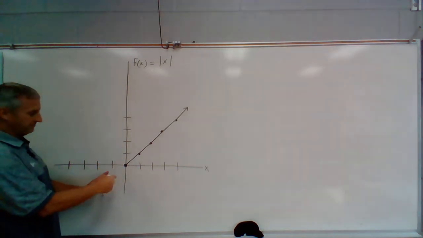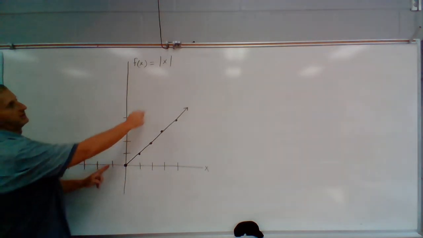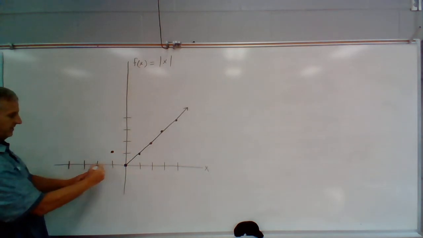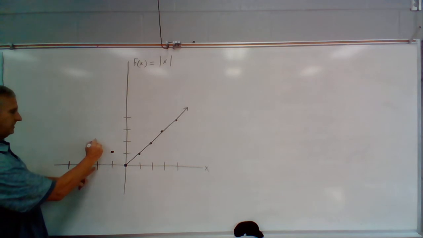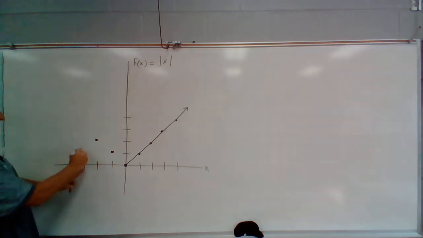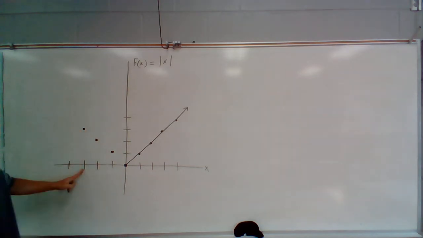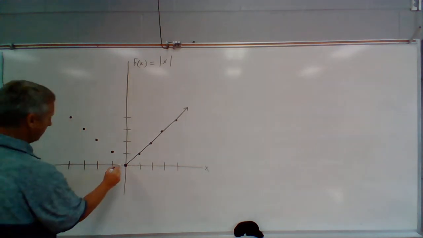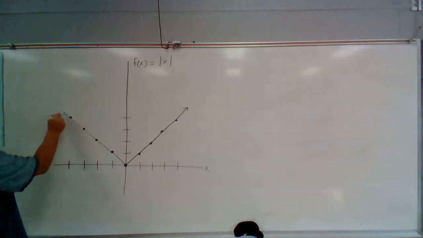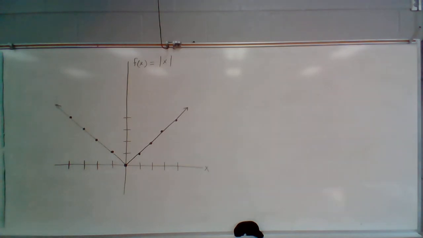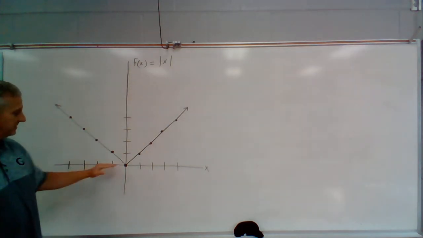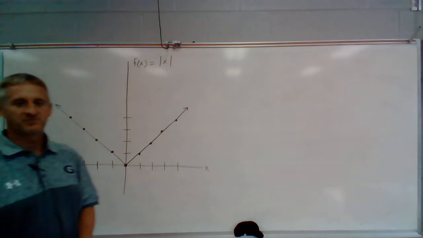Now let's go this side. If I plug in negative 1, absolute value of negative 1 is 1. Absolute value of negative 2 is 2. Absolute value of negative 3 is 3. Absolute value of negative 4 is 4. And you see that you get a straight line with a slope of negative 1. Okay, so the absolute value function gives you this nice V shape.